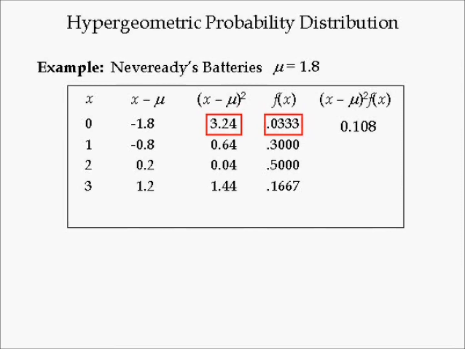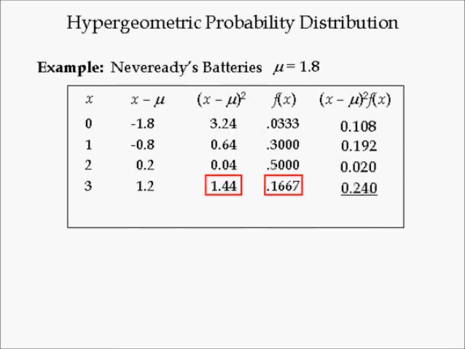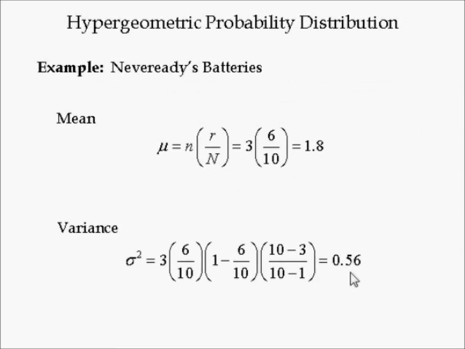So 3.24 times f of 0, the probability that x equals 0, is 0.108. 0.64, the second squared deviation from the mean, times f of 1, the probability that x equals 1, which is 0.3, equals 0.192. 0.04, the third squared deviation from the mean, times f of 2, the probability that x equals 2, which is 0.5000, is 0.020. 1.44, the fourth squared deviation from the mean, times f of 3, its probability, is 0.240. Sum that up, and you get the same exact number for the variance that we found using the shortcut equation for the variance.